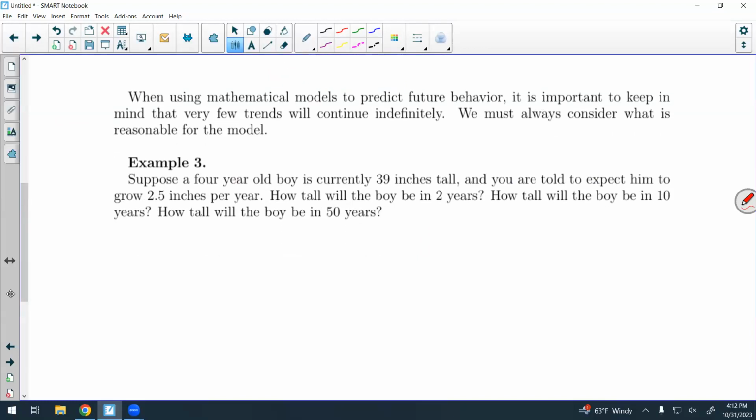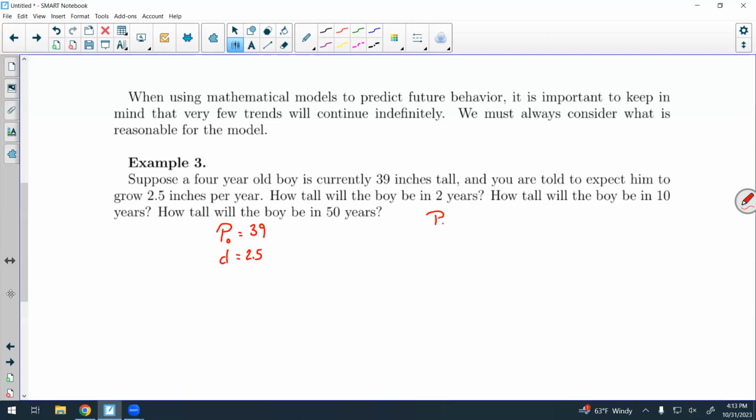So we're using models to predict future. And this works well in mathematics for the most part. However, there can be some issues, especially when we carry really far out from our current data. So let's look at this next example here and see if we can see what we're talking about. Suppose a four-year-old boy is currently 39 inches. So we'll call that P sub zero is 39. And we expect him to grow 2.5 inches per year. So that means D is 2.5. How tall will the boy be in 2 years?